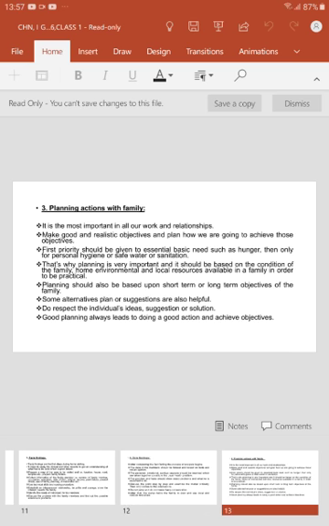So the next one is planning action with family. We are doing the planning of action with the family. It is the most important in all our work and relationships. Make a good and realistic objective, and plan how we can achieve the objective.